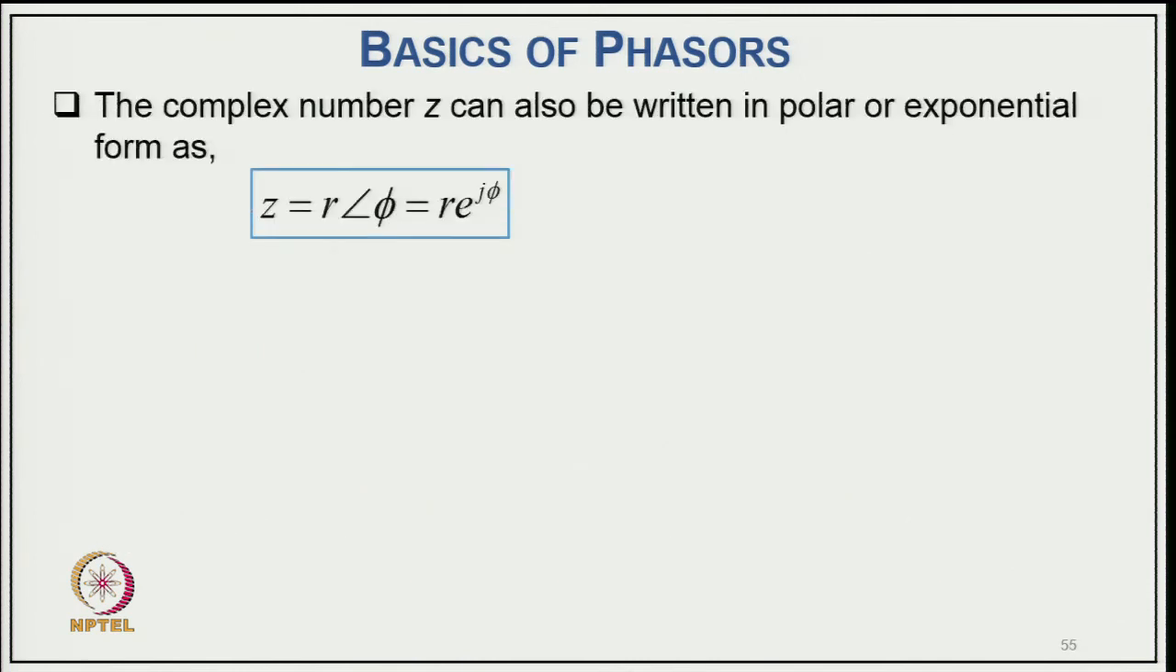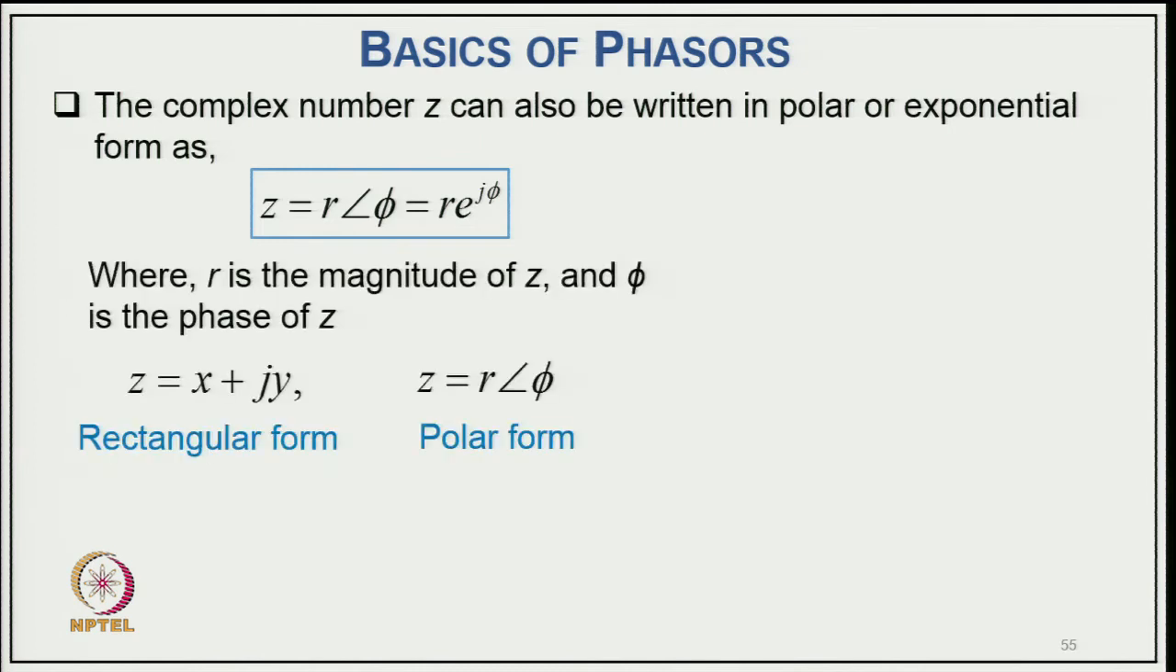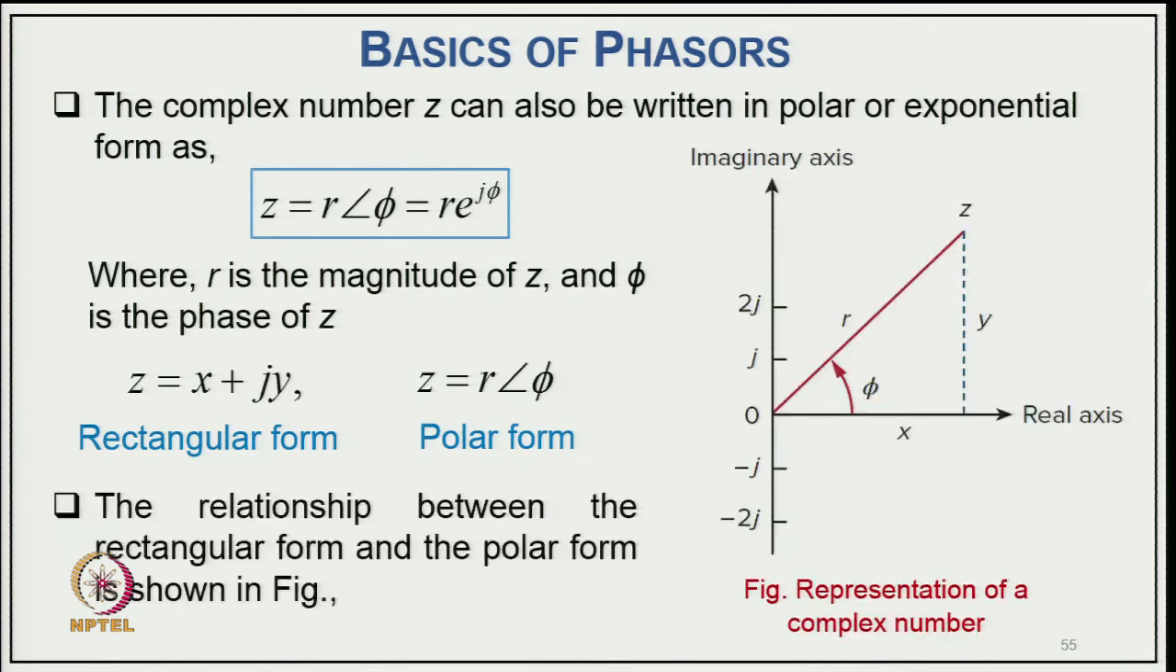The complex number z can also be written in polar or exponential form. Coming to polar form, it can be written as z equals r at angle phi, or we can write it as r e to the power j phi, where r is the magnitude of z and phi is the phase of z. So, in rectangular form it is z equals x plus j y, and in polar form it is z equals r at the angle phi.